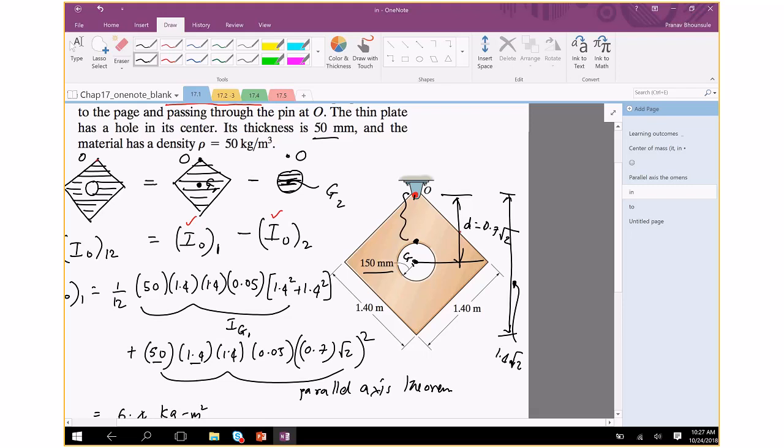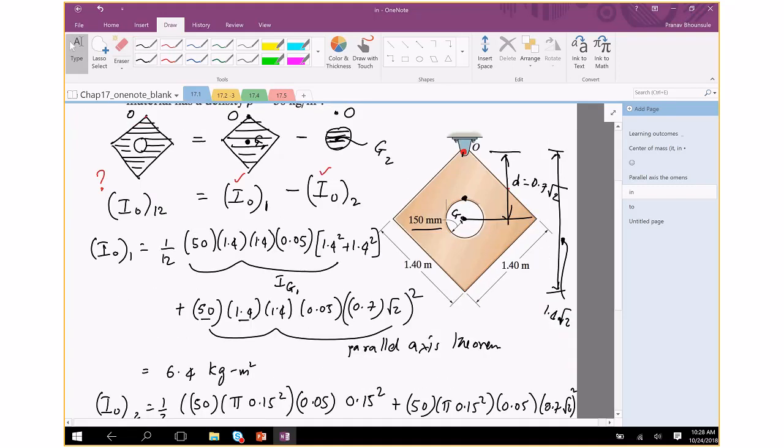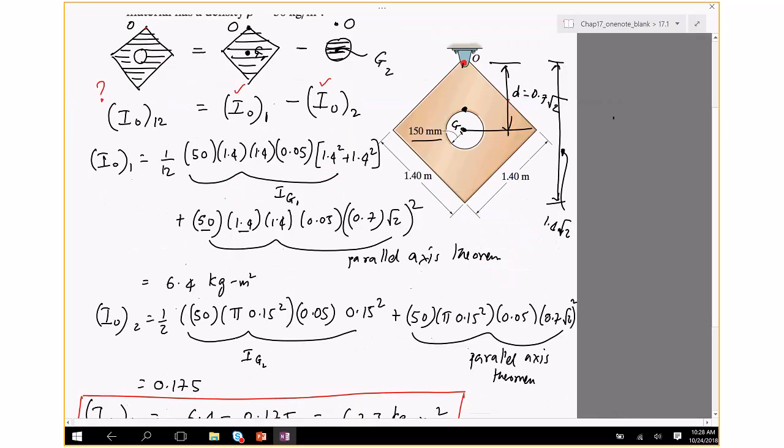I normally recommend don't try to use IG. Sometimes the question can be tricky, and you will try to do something and you get the wrong answer. Always go by IG plus md square. But in this particular case, if you use inertia about this point, which is given in the table, it should be perfectly fine. It should give you the same answer. Now, this is not the only way to solve the problem. There's another way to solve it. It just matters on how you compute the inertias.